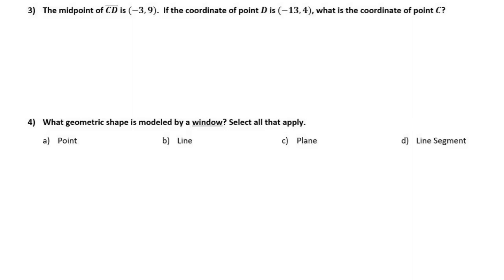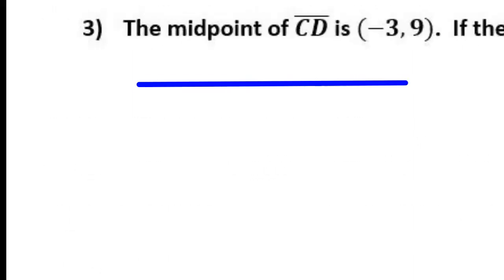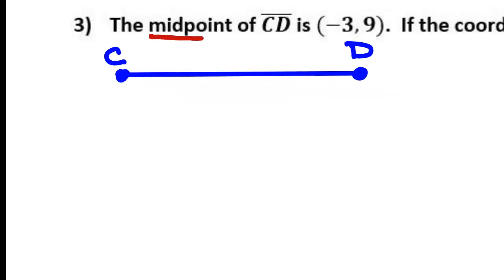The midpoint of CD is -3,9. I'm going to sketch that picture real quick so that I can look at this. So C is one of my endpoints. D is another one of my endpoints. It says the midpoint right here is -3,9.